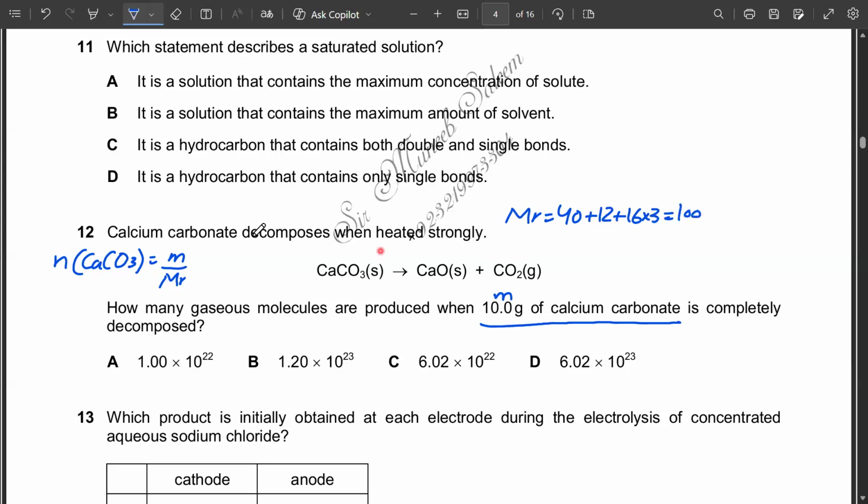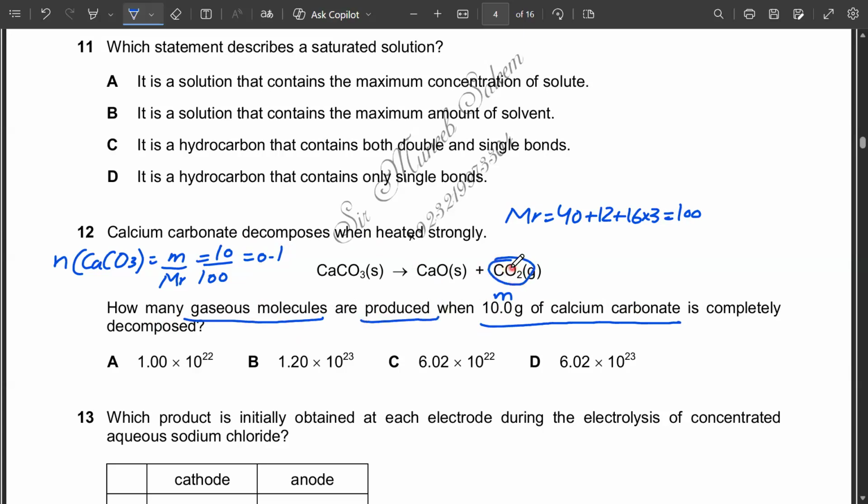Now determine the moles. So 10 over 100, that is equivalent to 0.1. So we have 0.1 mole of calcium carbonate. They are asking about how many gaseous molecules. The gaseous molecule on the product side is the carbon dioxide.